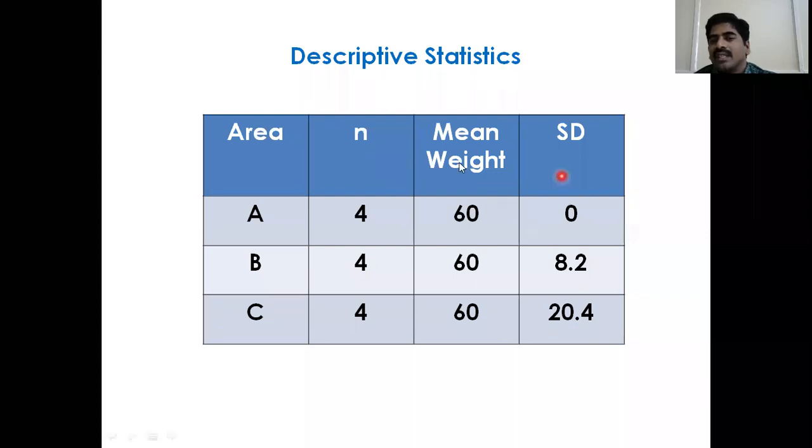We have to take the support of measures of dispersion. By seeing this information, we can say that there is no deviation, meaning all 4 observations are the same. Here some deviation is there. And here, there is huge deviation you can observe in the area. That means individual observations are not near the mean value. By seeing descriptive statistics, you will get a rough idea about the data, how the mean is and how individual observations are scattered from the mean value.